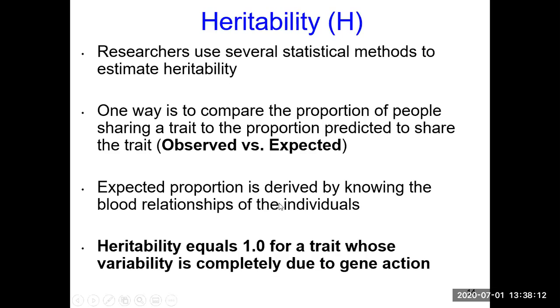And then the maximum value for heritability is 1.0, that means 100%. So heritability equals 1.0 for a trait which is varying only due to genetic reasons. So if it is only genetically controlled, no environmental influence at all, it's a very ideal situation. No environmental interference, only genetic, then that particular trait would have a heritability of 1.0. And the lower the heritability value goes from 1.0, the more the environmental influence.